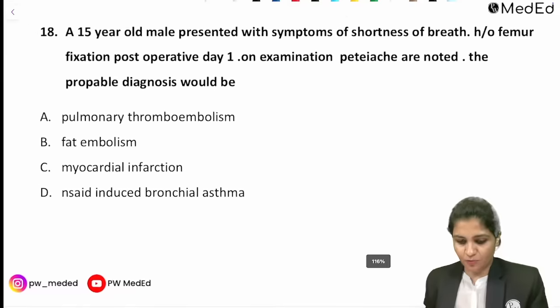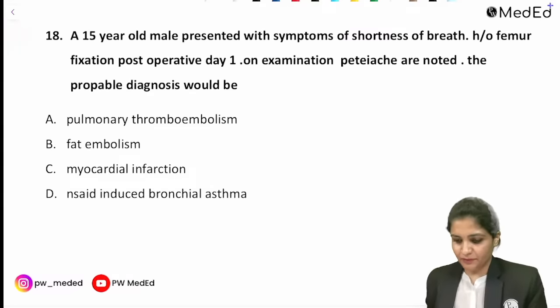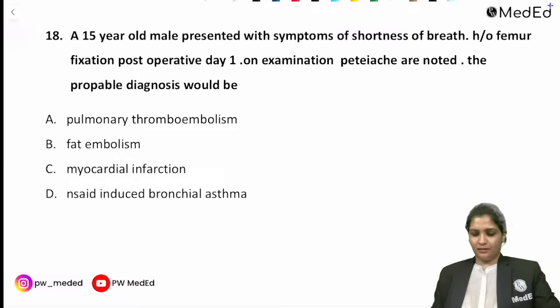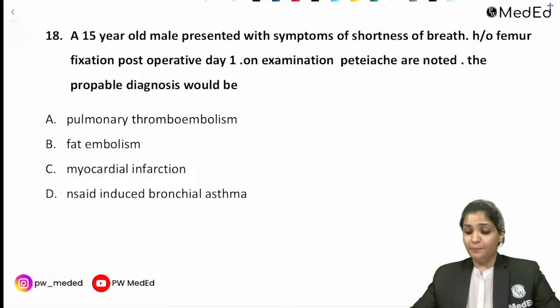So let's move on to the next question. Now this question is dealing with the complication of fractures, right? Let's read the question. A 15-year-old male presented with symptoms of shortness of breath, history of femur fixation, post-operative day 1. So there is a history of femur fixation and he is in his post-operative day 1. Now he is presenting with symptoms of shortness of breath. On examination, PET-CT are noted, the probable diagnosis would be.